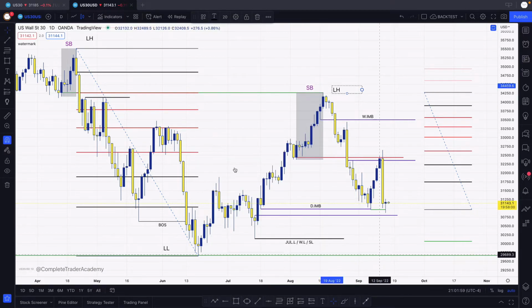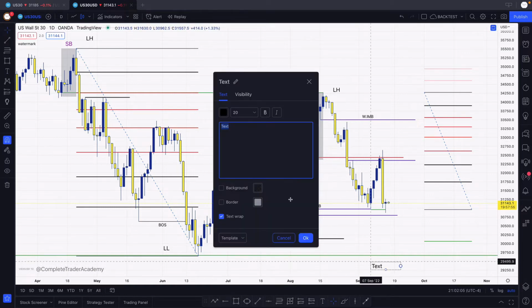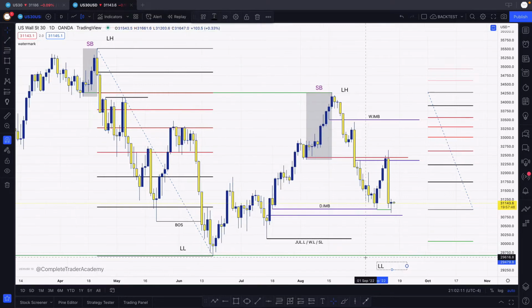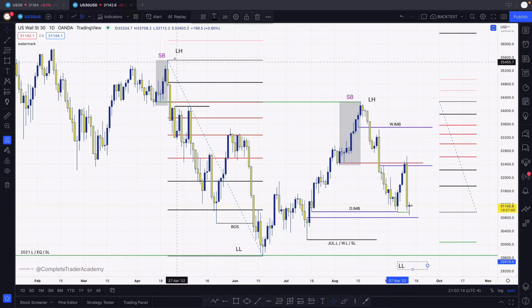All right, so where do you expect price to go? It's going to be right here to make a new lower low. I'm not saying exactly right here. I'm just trying to paint the picture here. Lower high, lower low, lower high, lower low.